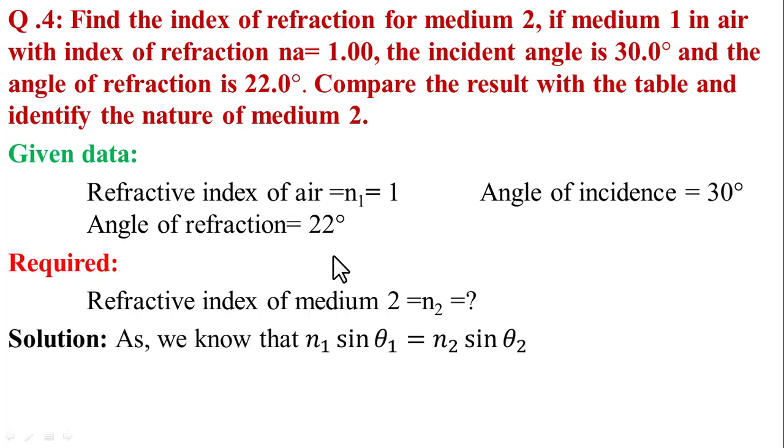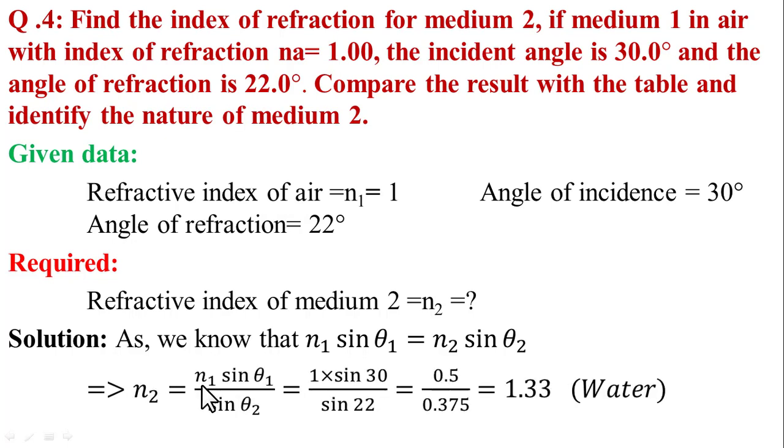Now we can use Snell's law: N1 sin theta 1 is equal to N2 sin theta 2. Here N2 is equal to N1 sin theta 1 divided by sin theta 2. Putting the values, N1 is equal to 1 multiplied by sin 30 degree divided by sin 22 degree. Now sin 30 degree is equal to 0.5. 0.5 multiplied by 1 is equal to 0.5 and sin 22 degree is equal to 0.375. Now N2 is equal to 0.5 divided by 0.375, that is equal to 1.33.